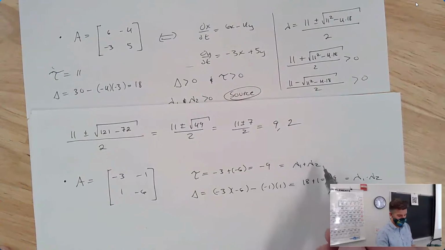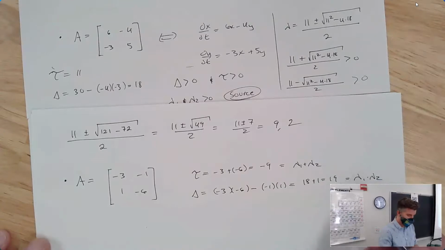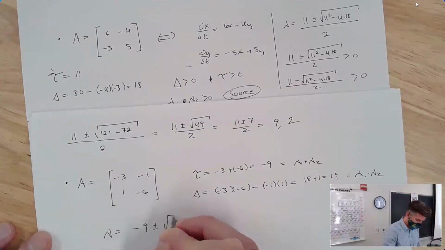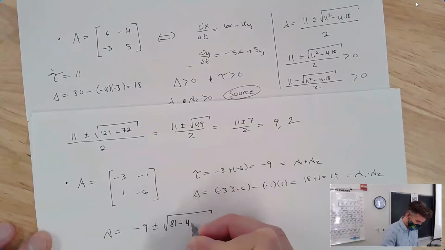Or I could say, since they add to a negative, they could be one of each, negative and positive, or they could both be negative. But since they multiply to a positive, they have to both be negative. And then you could actually find what you want to. The eigenvalues are going to equal -9 plus or minus the square root of -9 squared minus 4 times 1 times 19, all over 2.